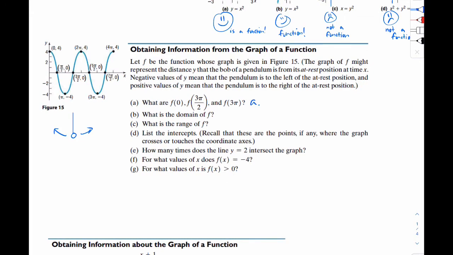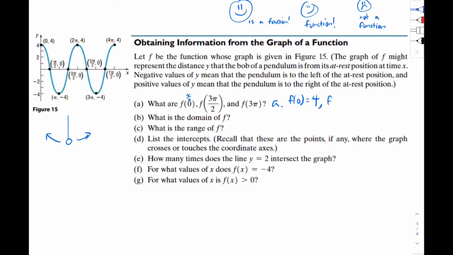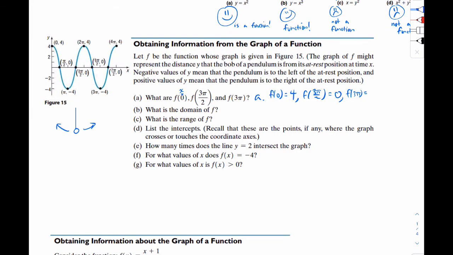Let's do A. It says, what's f of 0? So f of 0 is simply saying, if x is 0, remember that's your x value, what is y? So I look right here. I can see if x is 0, my y value is 4. Now we keep going. f of 3 pi over 2. So we go to 3 pi over 2. Right here, I can see the y value is 0. Next one is f of 3 pi. And I can see 3 pi right here. The y value is -4.